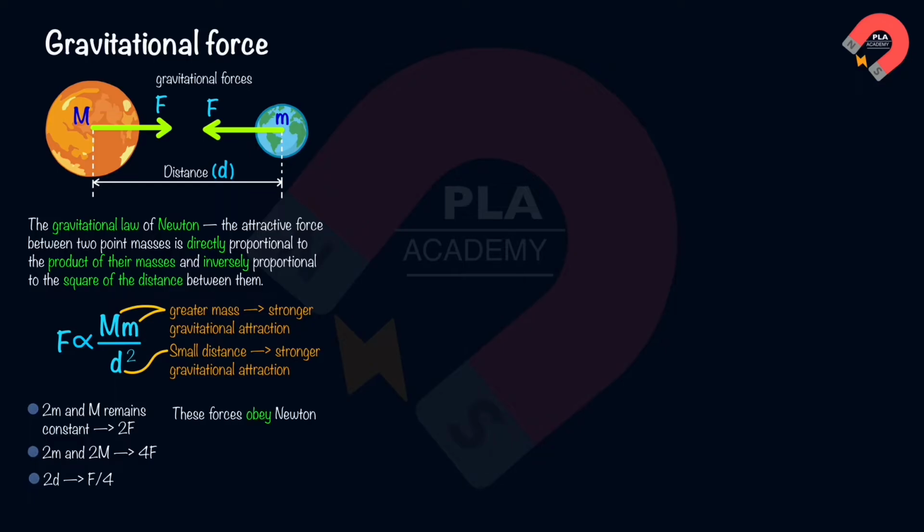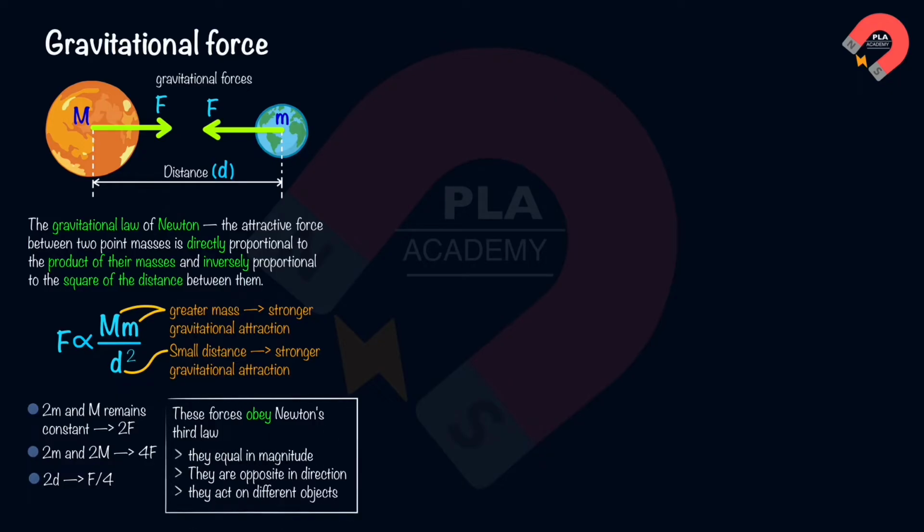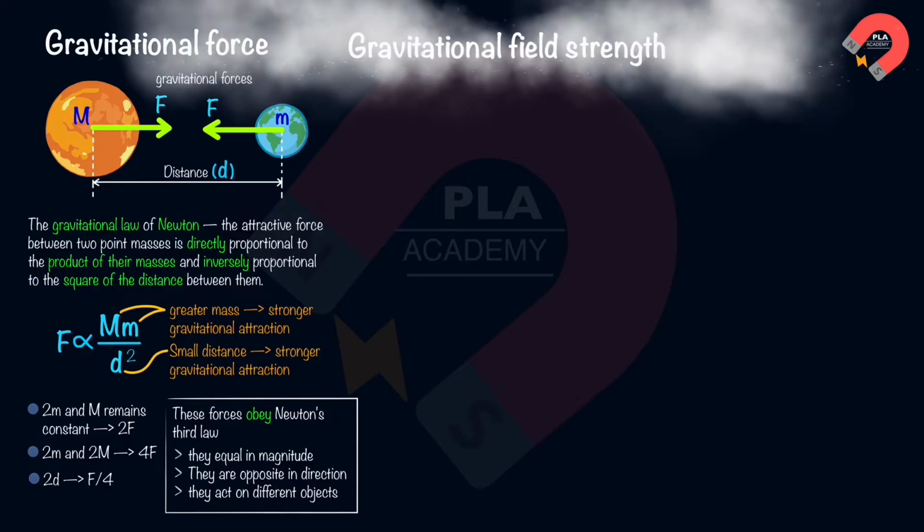These forces obey Newton's third law of motion: every action has an equal and opposite reaction. This means that the gravitational forces between two objects are always equal in magnitude and opposite in direction, even though they act on different objects.